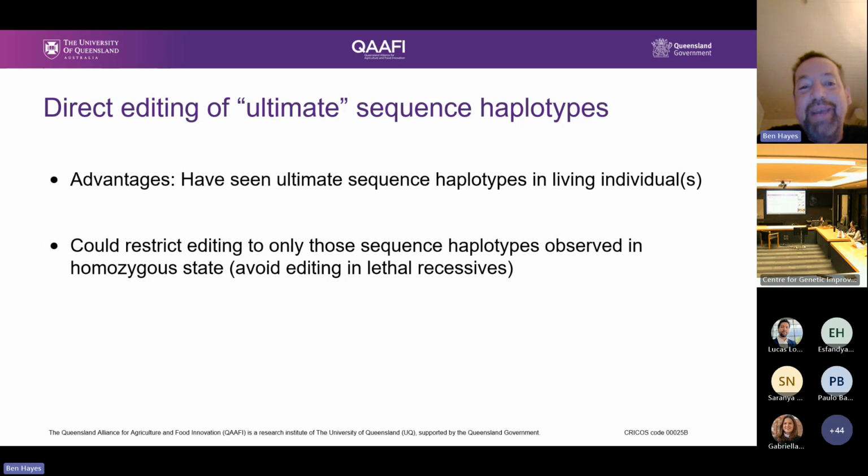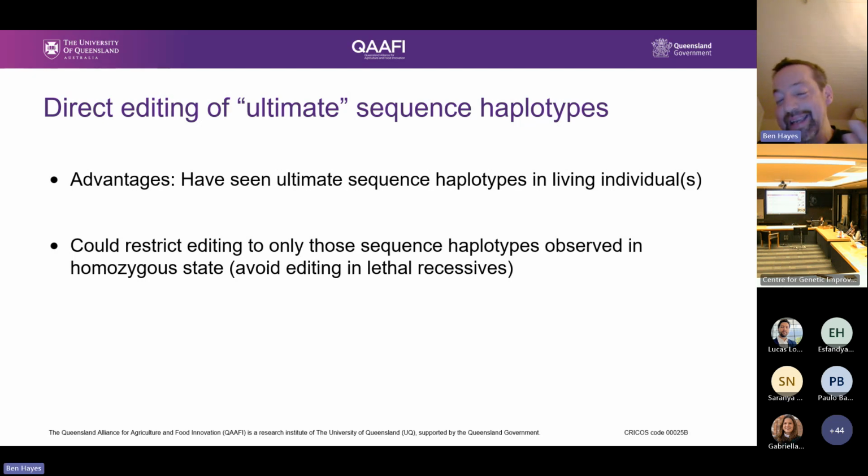Okay, the advantages of editing in these ultimate haplotypes is that you've actually seen these sequences that you're editing in living individuals. You're not editing in something you've never seen in a living individual before. If you were worried about recessive lethals, for example, or deleterious effects, you could restrict your editing to only those haplotypes you've seen in a homozygous state. So you know they're not carrying lethal recessives.